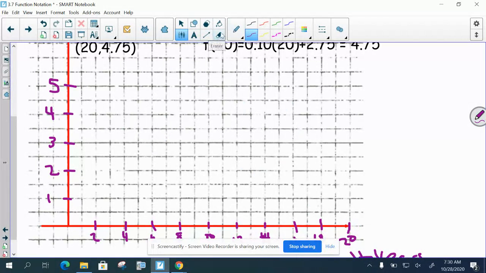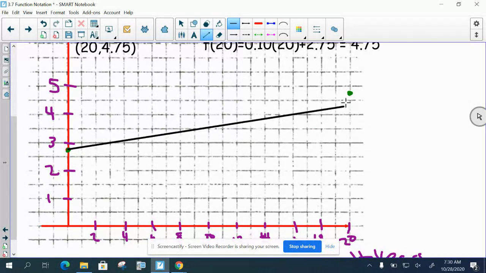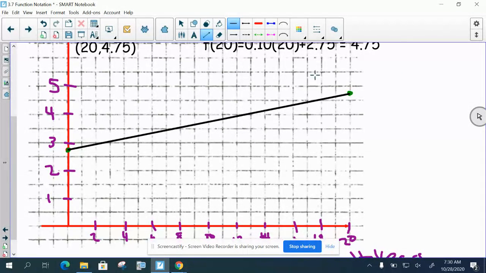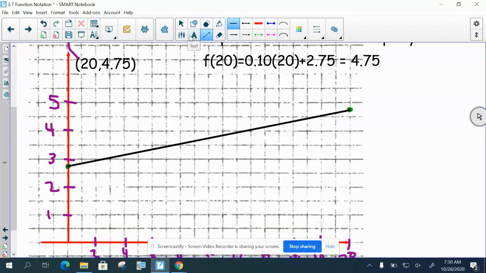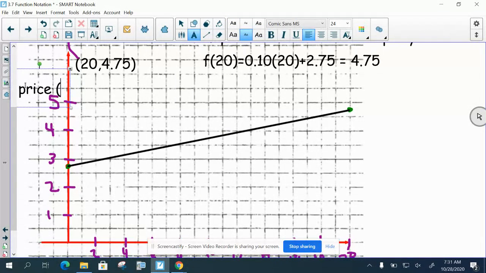All right, so let's go ahead and then plot the points. So the first point, the y-intercept, 2.75, would be right there. And the other one, after 20 years, would be 4.75. And then, since we're only talking about 0 to 20, we're just going to use a line segment. We're not going to use a line because that would mean that it goes past 20 and before 0, but it doesn't. And then if you label your y-axis, this would mean a price in dollars.